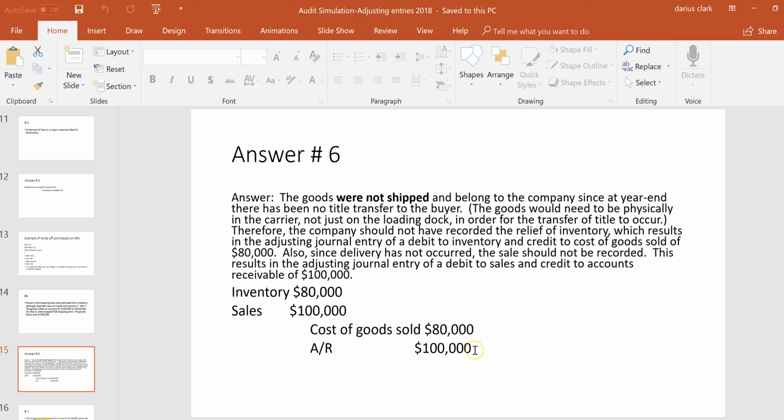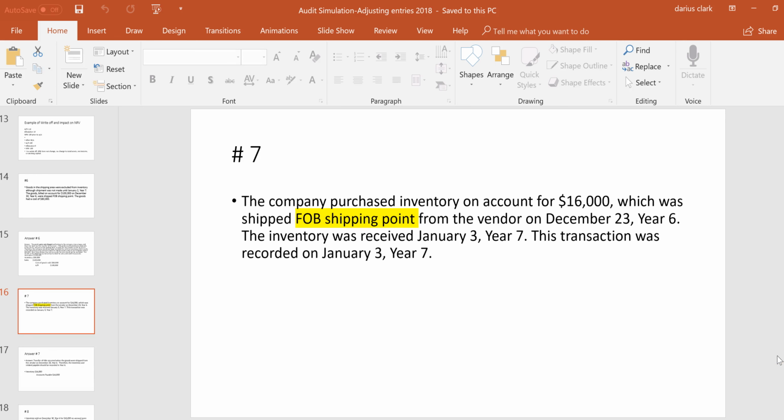These entries would have been fine if the goods would have been shipped by December 31st, but they were not. And that's why they overstated sales here. The company purchased inventory on account for $16,000, which was shipped FOB shipping point from the vendor on December 23rd, year 6. This is a purchase now, not a sale. And it was FOB shipping point, so usually you're the owner right away as soon as the goods leave the seller's loading dock. If it's FOB shipping point and you're the buyer, you're taking title right away on this.